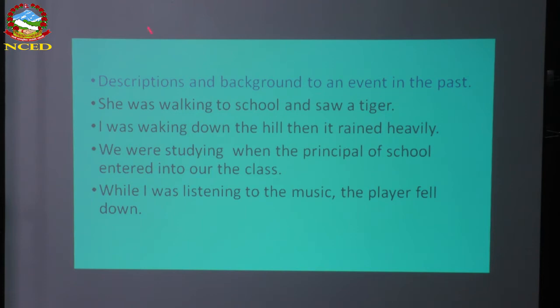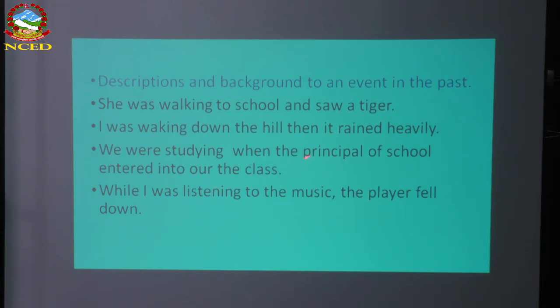Next one, descriptions and background to an event in the past. So, it provides background information. She was walking to school and saw a tiger. She was walking, background. What happened at that time? Saw a tiger. I was walking down the hill, then it rained heavily. So, walking down and then it rained heavily. So, it provides background information.